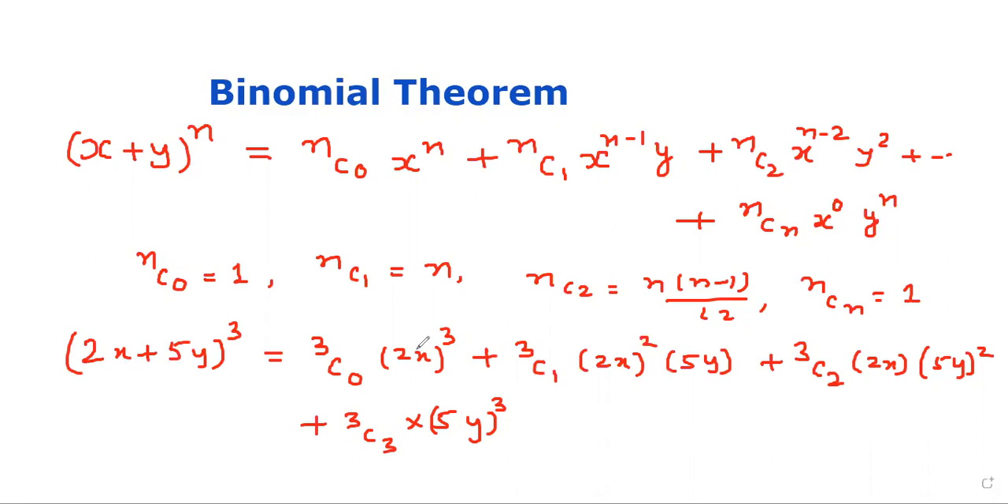3C0 is 1. This will become 8x^3. 3C1 will give 3. This will become 4x^2 times 5y. 3C2 will give 3 times 2 times 25y^2. And 3C3 is 1, then 125y^3.